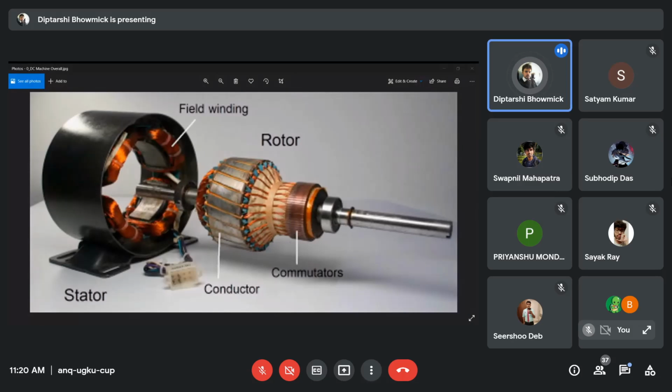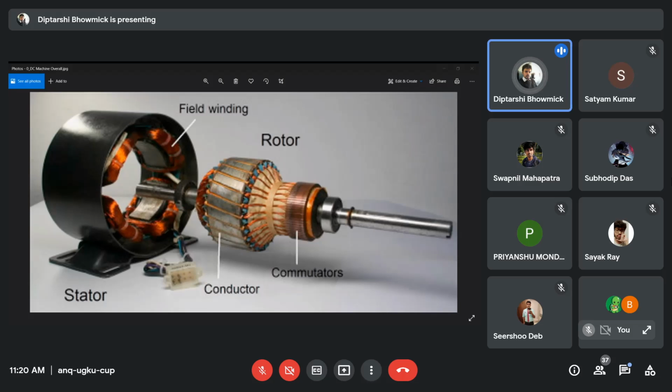Now what else? Then there is the rated output. The machine we have in our laboratory has 2 kilowatt output, and that rated output is also given in the nameplate. Then the rated voltage is 110 volt. That means you cannot apply more than 110 volt to the machine, because if you do, the insulation will be destroyed.